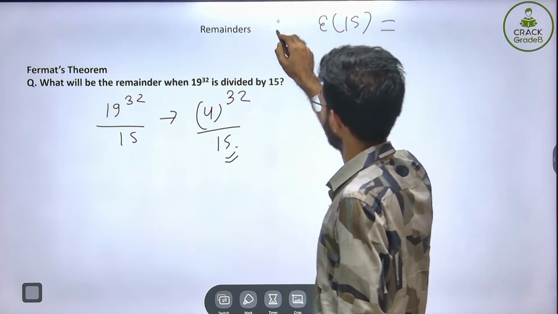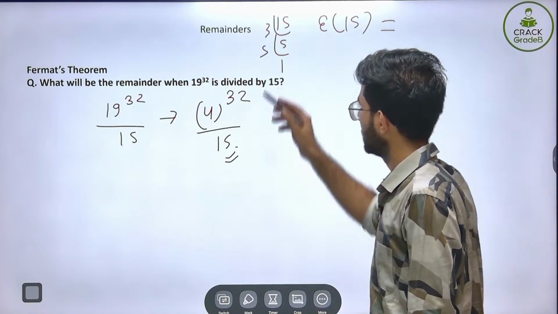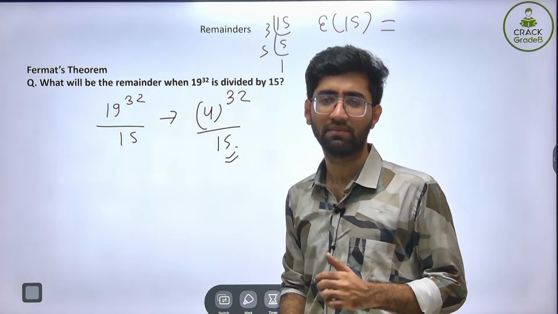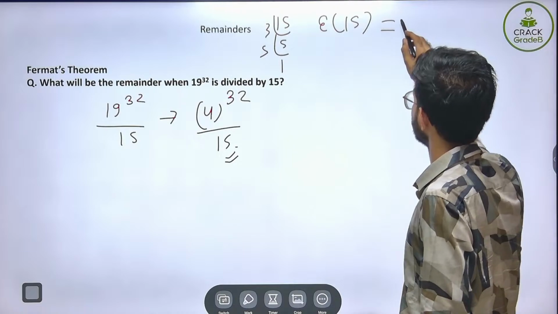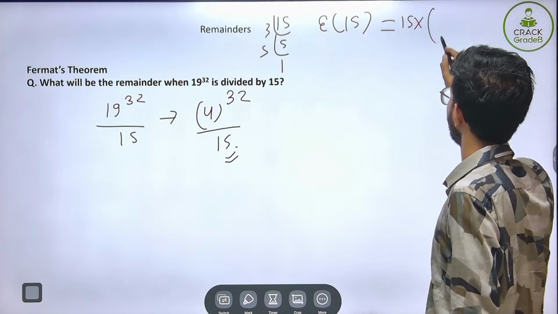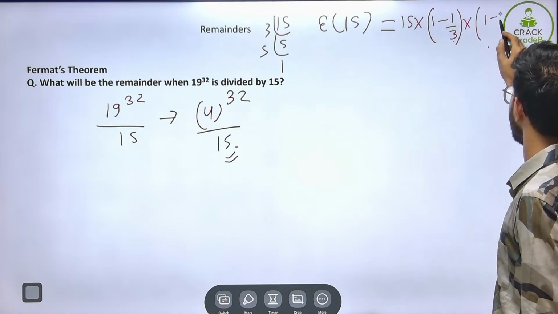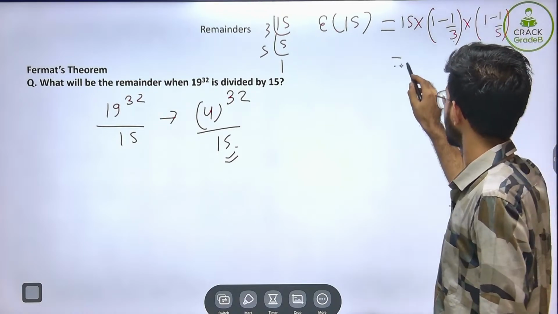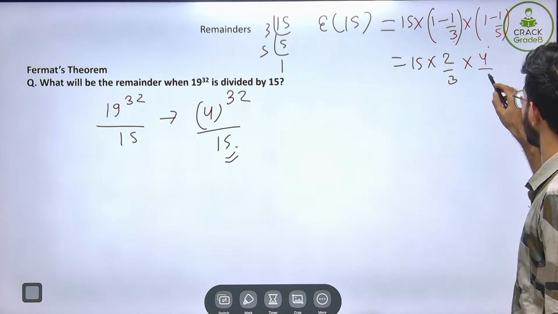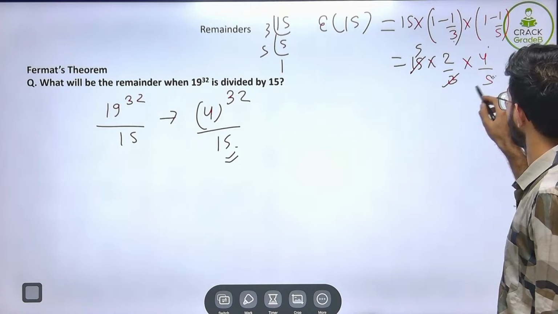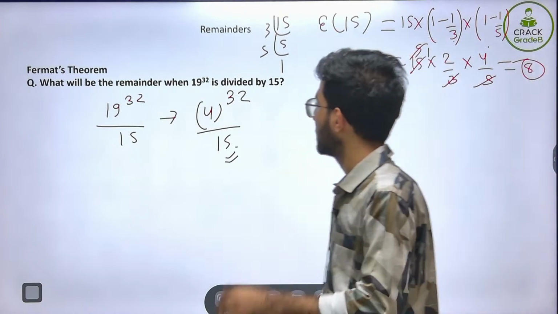If you do the prime factorization of 15, you will only see two prime numbers, 3 and 5. So the Euler number of 15 is equal to 15 into (1 minus 1 by 3) into (1 minus 1 by 5). Basically, this is equal to 15 into 2 by 3 into 4 by 5. So 3 into 5, then 5 into 1. So the Euler number of 15 is 8.